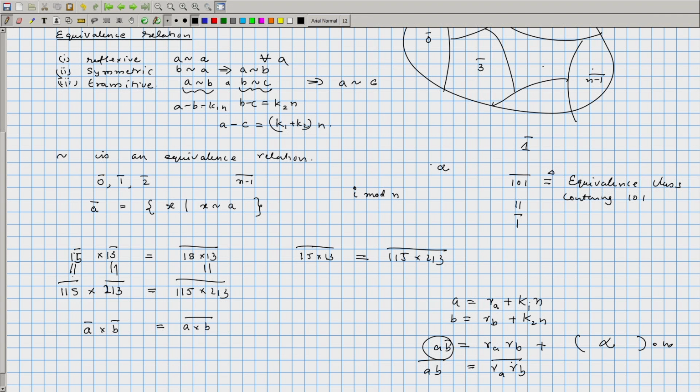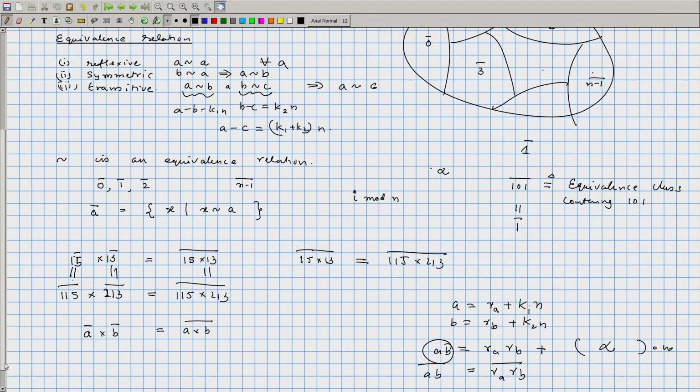Okay. So, the remainder that A leaves when you divide it by n alone determines the equivalence class containing A. Okay. So, you can work out the arithmetic and verify that the operations of addition and multiplication are indeed well defined. Okay.